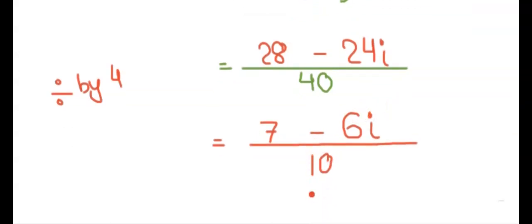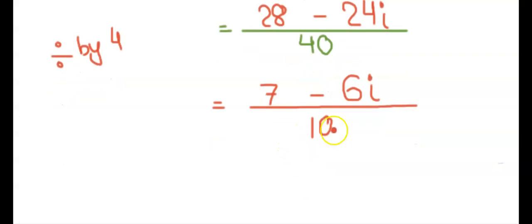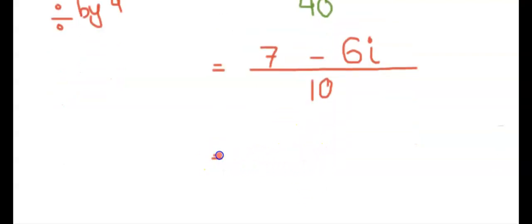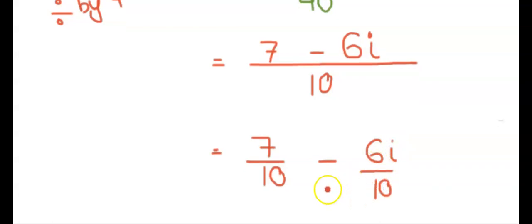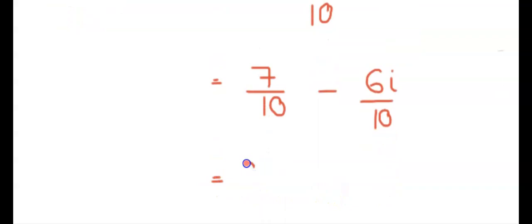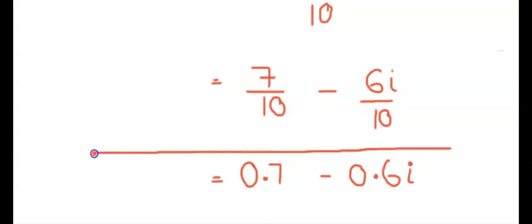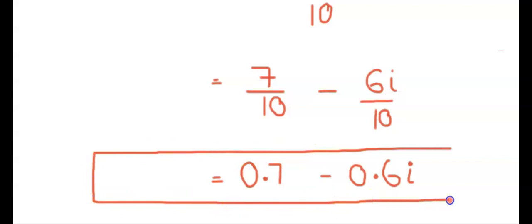If you want to further simplify 7 minus 6i, you can write down 7 over 10 minus 6i over 10. You can do that way. That will be a 0.7 minus 0.6i. And that will be your answer in decimal.